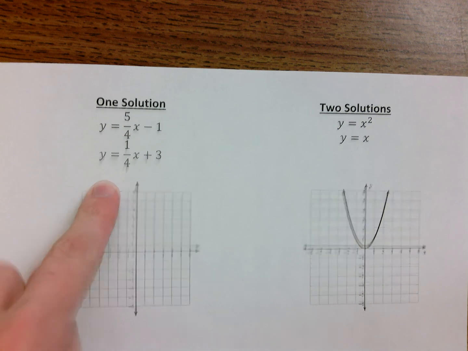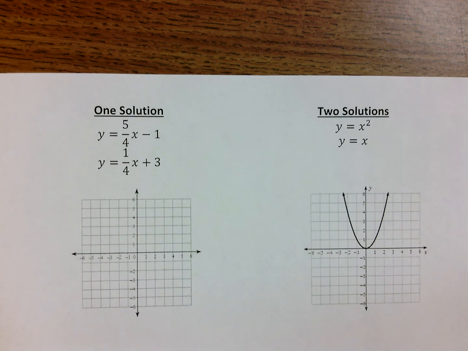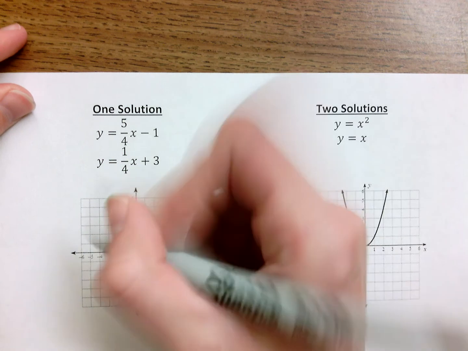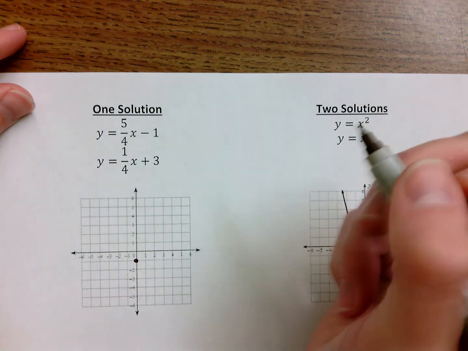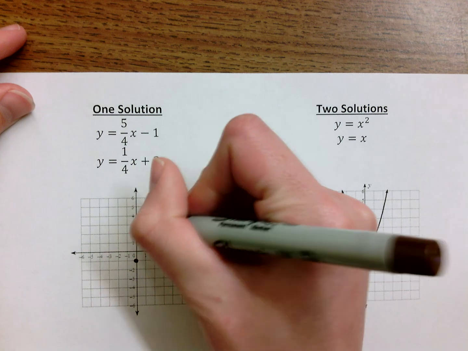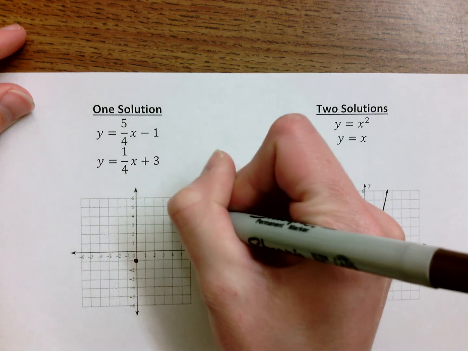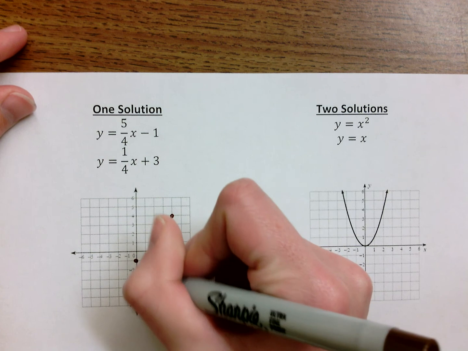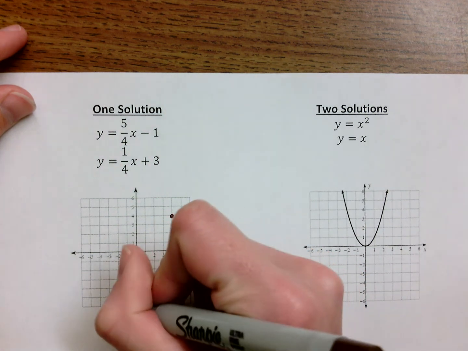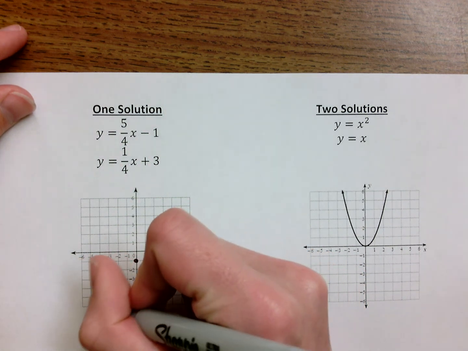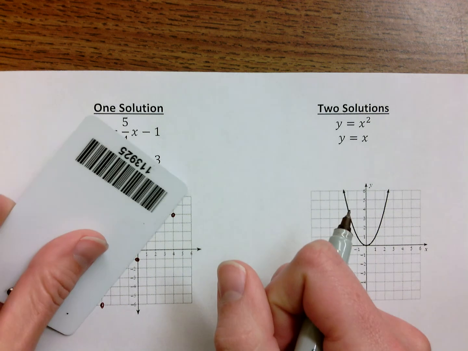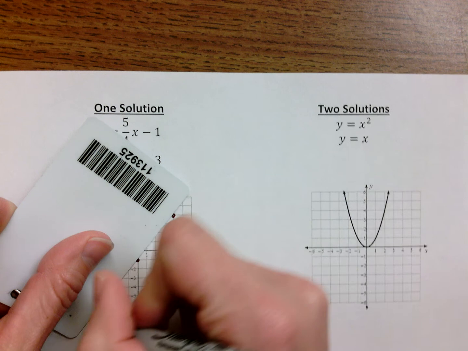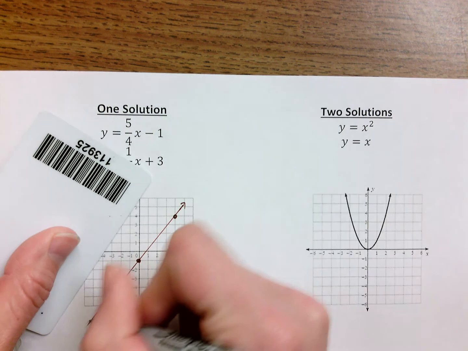So this one right here, this 1 solution one, let's start there. The first one starts at -1. And then you go up 5 and over 4. That's my slope. So up 1, 2, 3, 4, 5, and over 1, 2, 3, 4. Or I could go down and this way 4. Okay, so there's my line. Ta-da.